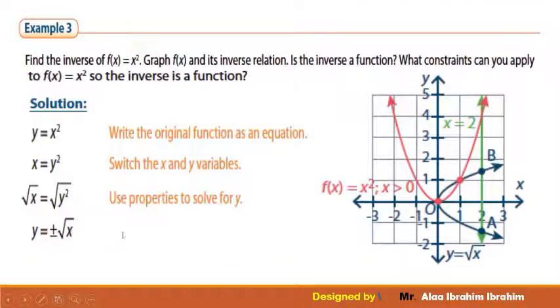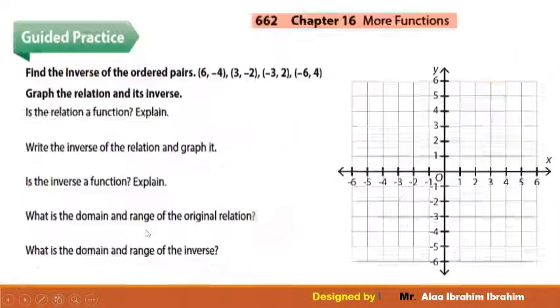Now we're going to another example. We have many points here, about 4 here, and this is my original point. So I want to graph it. First, is this a relation function? Yes, I have to check 6, 3, negative 3, negative 6. I think this is a function because these values of x are different. Write the inverse of the relation and graph it. So I have to make the inverse. So I have to switch y with x, x with y.